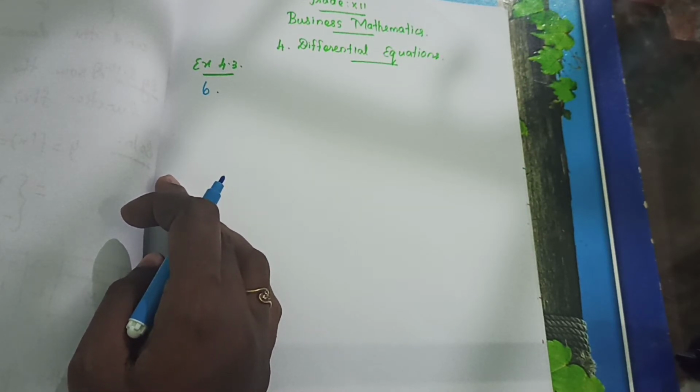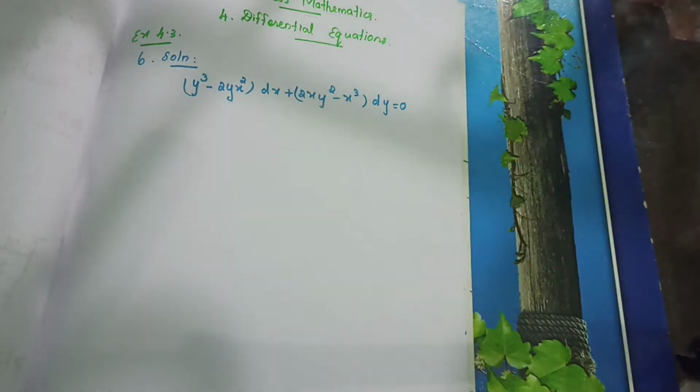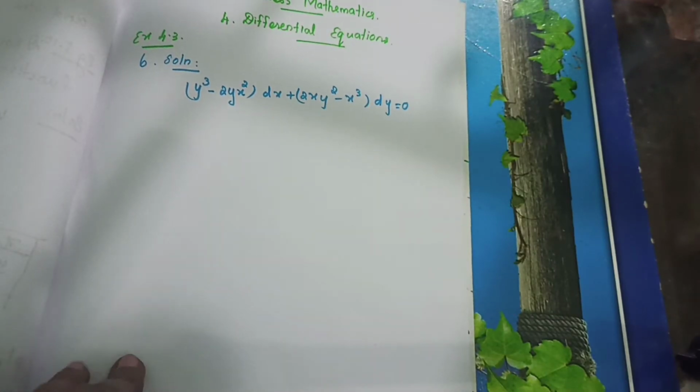The slope of the tangent to the curve at any point (x, y) on it is given by one equation, and the curve passes through (1, 2). Find the equation of the curve. So you take down the question from your book. This is the equation given: (y cube minus 2yx square) dx plus (2xy square minus x cube) dy.